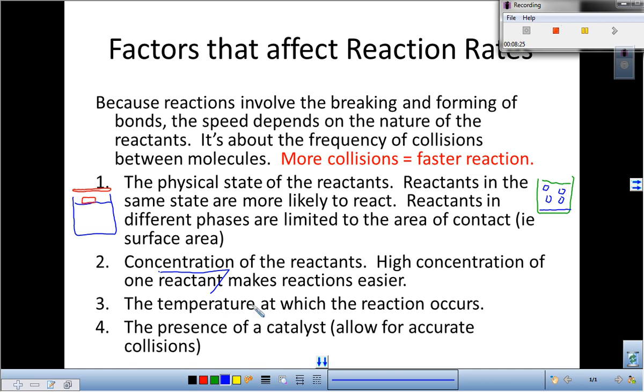Third thing, temperature, and this is what we were just talking about, dissolving the sugar in your tea. Make your tea hot. Don't wait till it's cold. Alright? Heat up your tea right after you make it, and the sugar dissolves faster. Okay? And you can actually put more sugar in it because it's hot than you could when it's cold. So temperature is a huge factor. And then the last thing that's important is a catalyst. Catalysts allow for accurate collision.